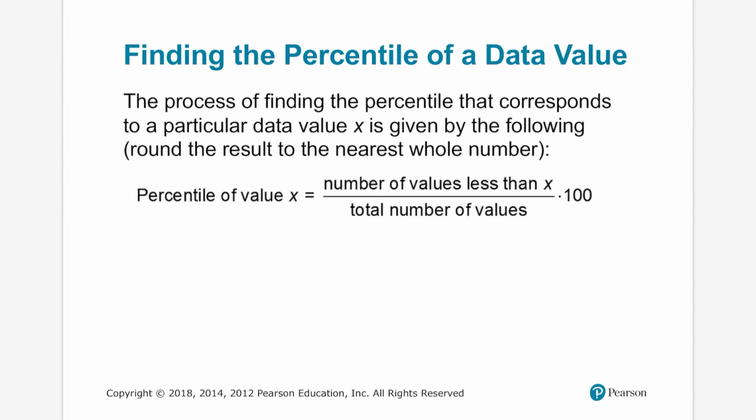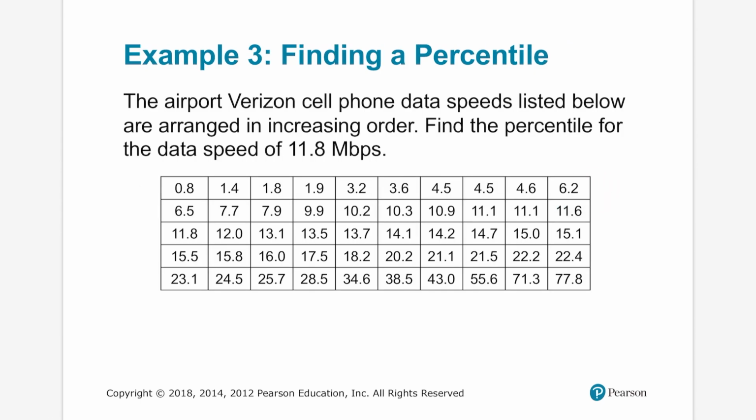To find the percentile of a certain value of x, you are going to rearrange the data values from least to greatest, and then you're going to count the number of values that are less than x, divided by the total values, and multiply by 100. For example, I have a list of 50 data values, and this is already arranged from the smallest to the greatest for me. And they want me to find the percentile for 11.8.